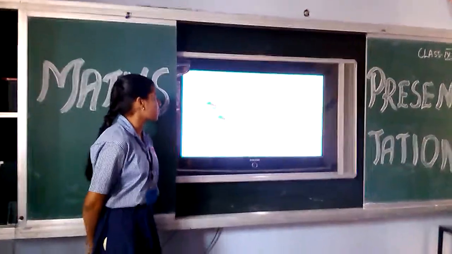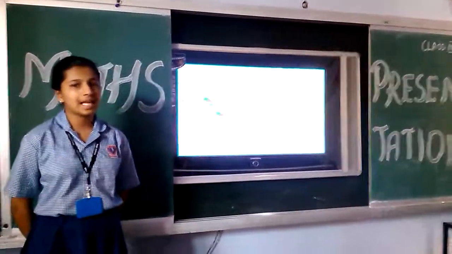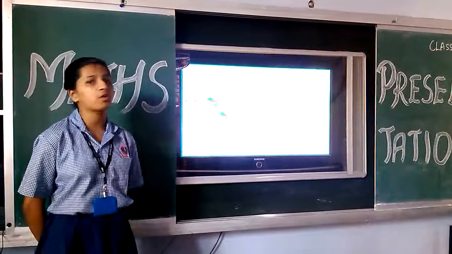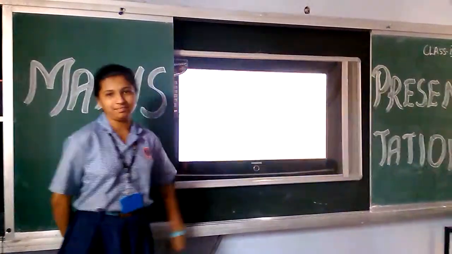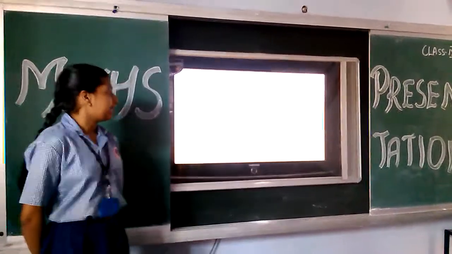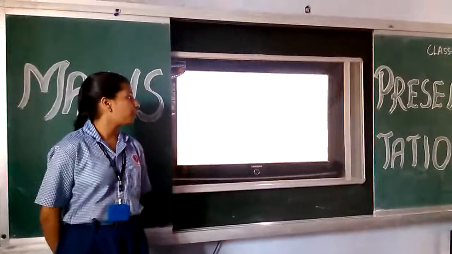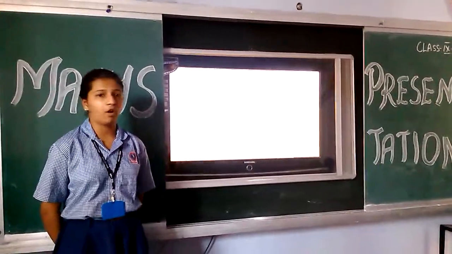Next we have corresponding angles. When two parallel lines are cut by a transversal, pairs of corresponding angles are formed. Here is the diagram. Next, linear pair of angles. A pair of two angles that form a line are known as a linear pair of angles.